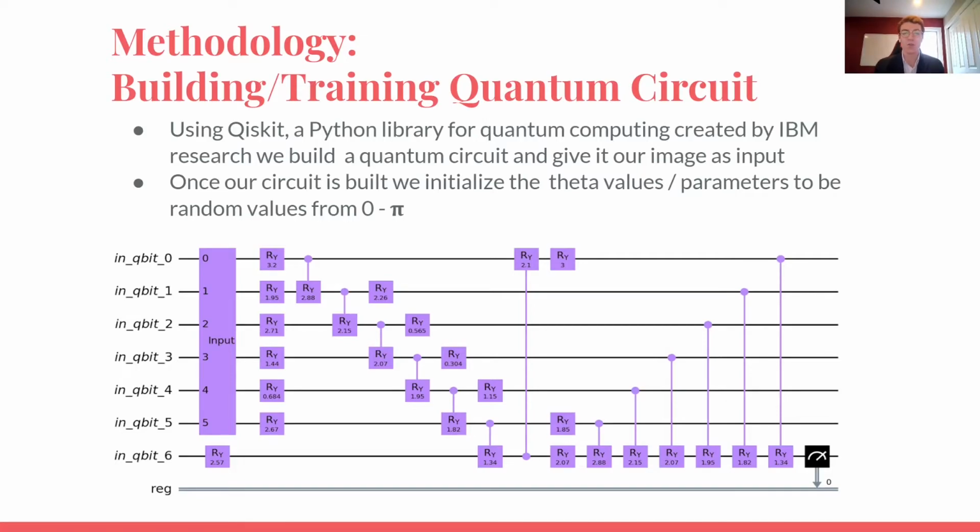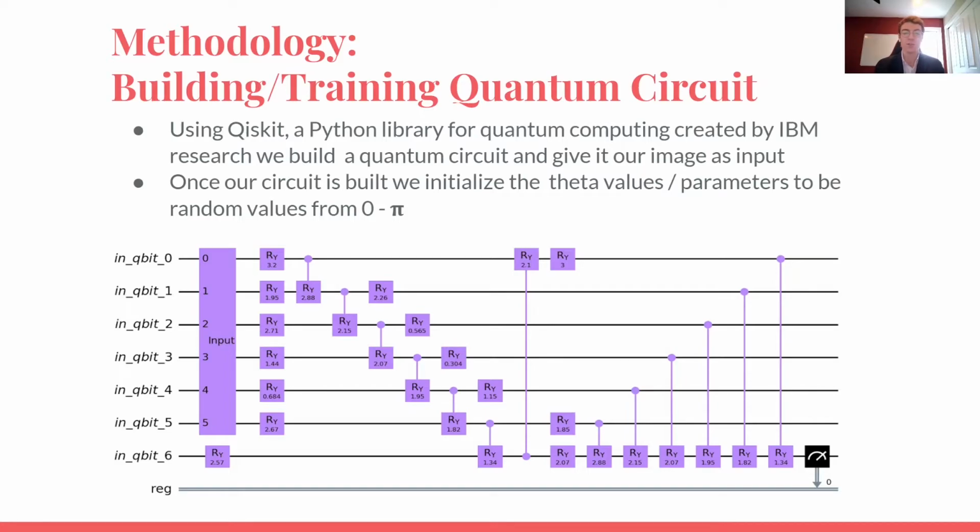The circuit's gates are originally set to random values between 0 and pi, which is very similar to how a classical neural network's weights would be initialized to random values at first. Our circuit also uses one classical bit, so we can read our data from the circuit and record an output which will either be a 1, representing the model's prediction that the image is a 3, or a 0, showing that the model's prediction is that the current image is a 6.